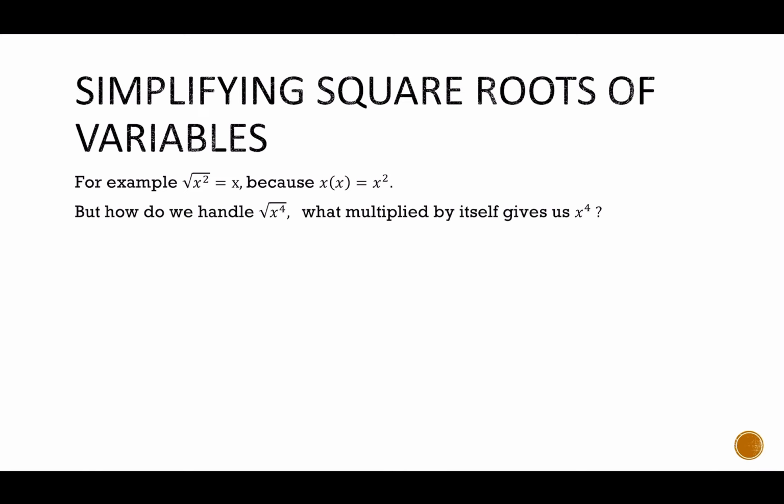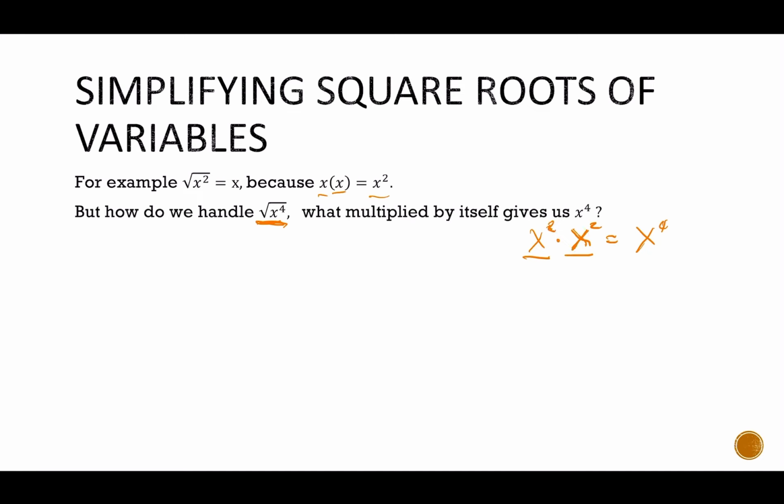So, for example, the square root of x squared would be x, right? And this makes sense because x times x is x squared. And we know square roots undo squares. But how do we handle the square root of x to the fourth? Like, what multiplied by itself gives us x to the fourth? How about x squared times x squared, right?